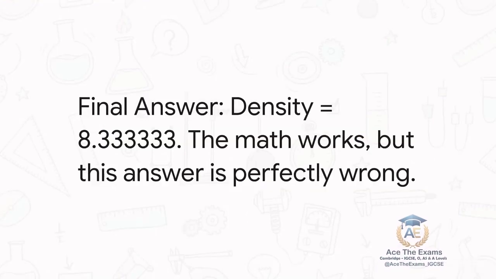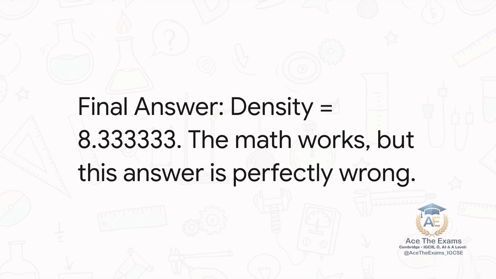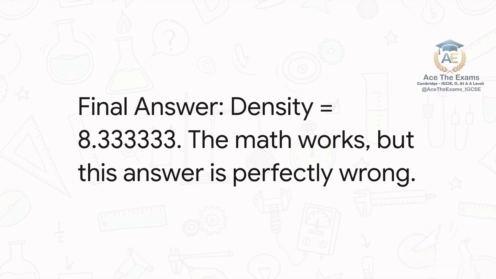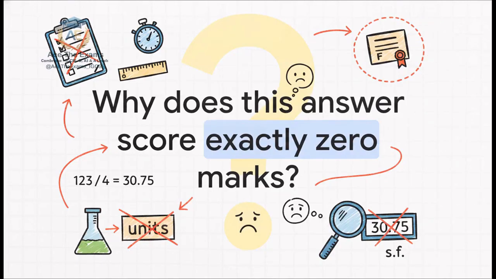Picture this. You're in the exam hall. You've perfectly measured mass, perfectly measured volume. You type it into your calculator, and you just write down exactly what the screen spits out, right? Density equals 8.33333333. I mean, it feels like a total win. The math is functionally flawless. You probably think you just secured all the points for that calculation. But here is the brutal reality.